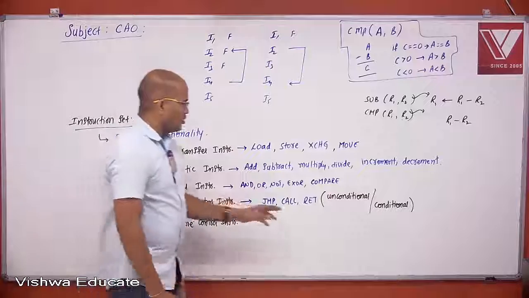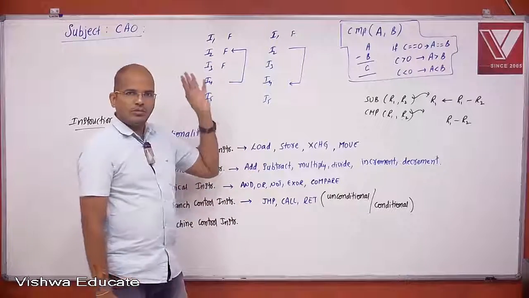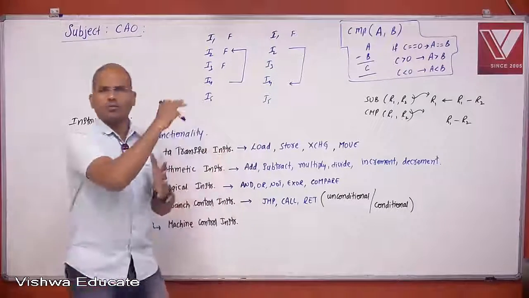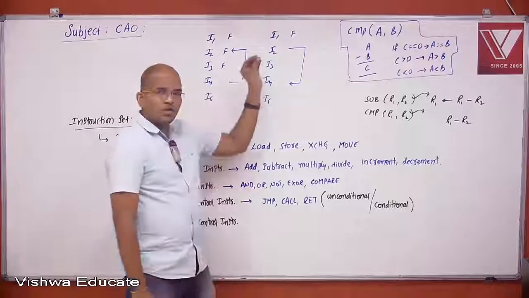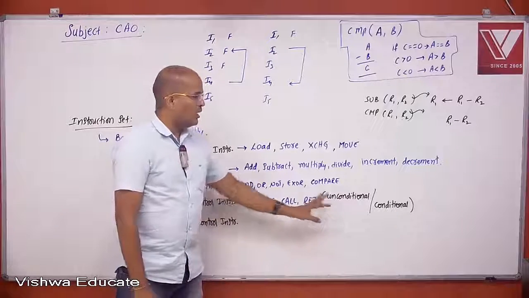If it is an unconditional jump, then the control moves to the required label without verifying a condition. It goes normally. There is no specific reason why it is being branched to a label. We call it unconditional jump, unconditional call, unconditional return.